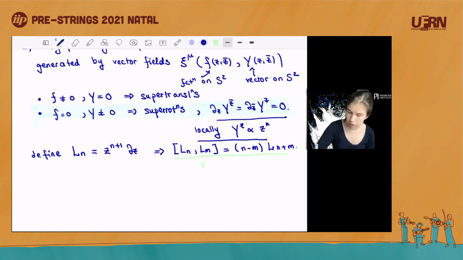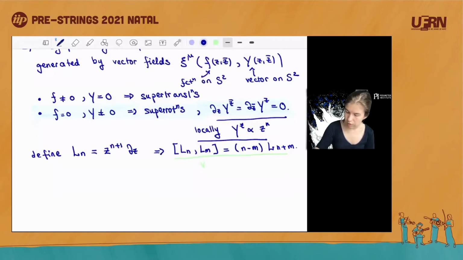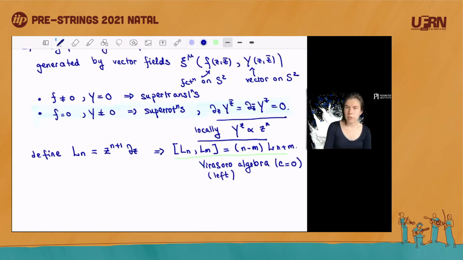with c equal to 0. And so this is a holomorphic copy of the Virasoro algebra. There is an anti-holomorphic copy of the Virasoro algebra generated by similar L bar n.